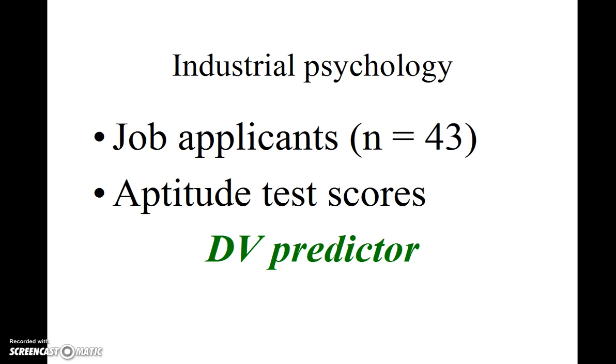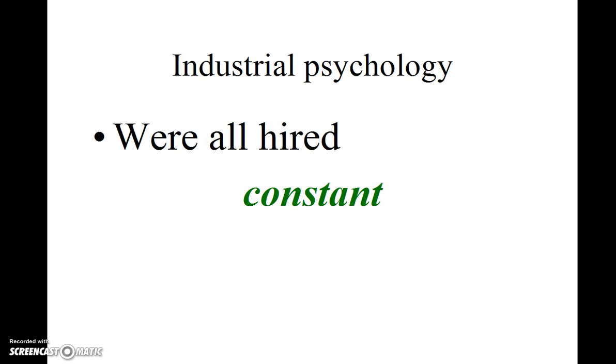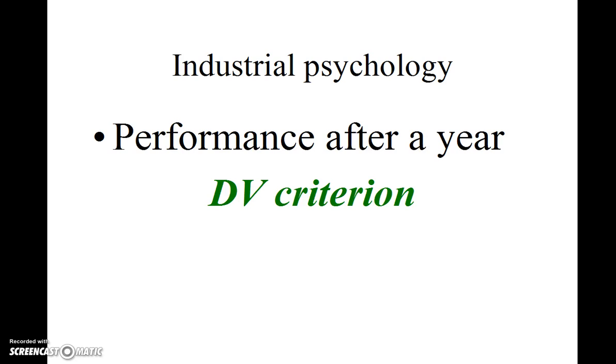And we're going to use that dependent variable as a predictor of something else that's going to happen in the future. Now, since all were hired, the fact that they were hired is a constant. It did not vary from one subject to another subject. The performance of each worker after a year would be another dependent variable, but a criterion variable, a future measure that we're trying to predict now using the predictor variable of the aptitude test scores.